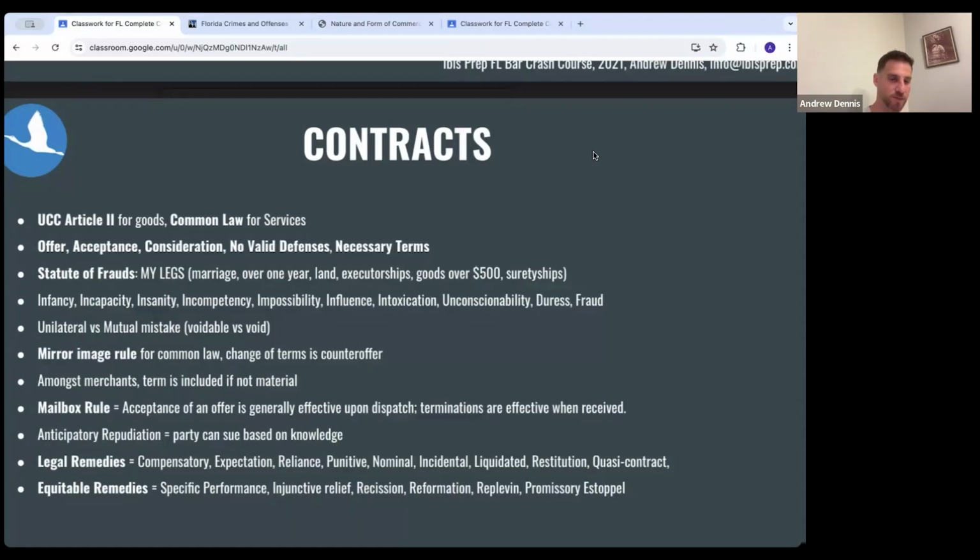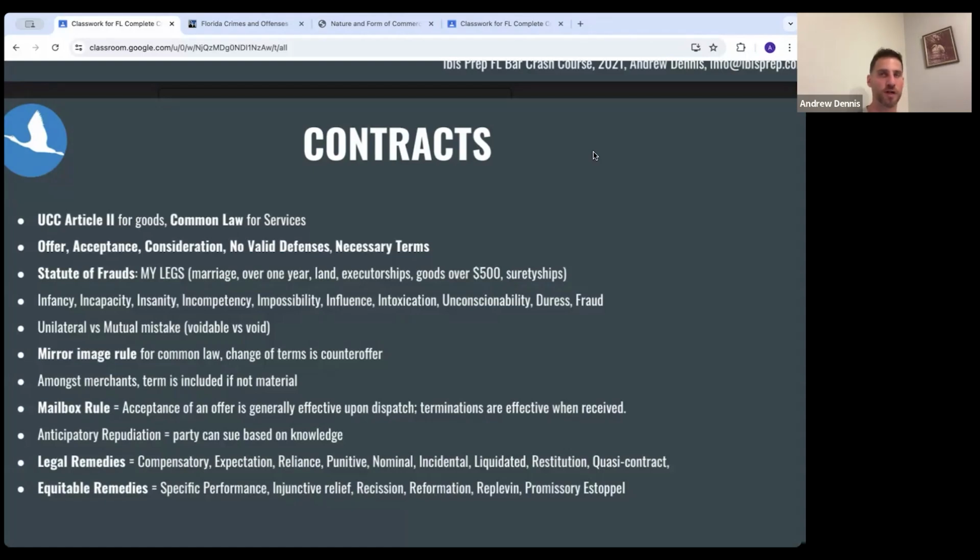Expectation damages put them in the position they would have been in if the contract was performed as expected, and specific performance is for unique goods, land, or art. Rescission is putting the parties in the position they were in before the contract, pretty much ripping it up. And then reformation is modifying or editing the contract. So I think we could do really, really well on a contracts essay.